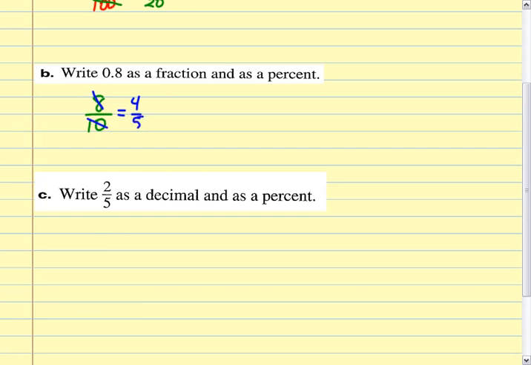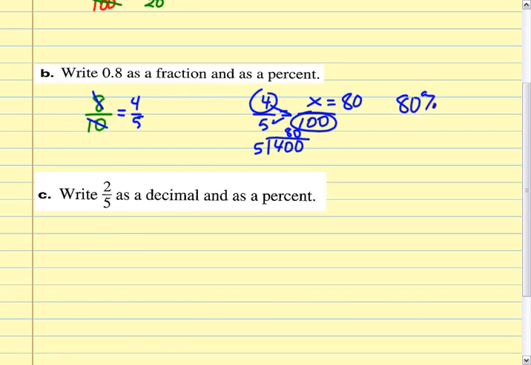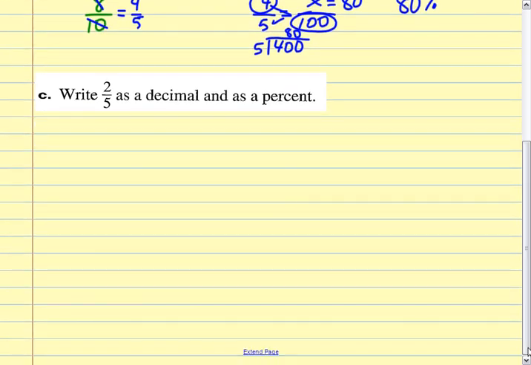Now they said write it as a percent. Well, think about this. And you guys can probably do this in your head, but I'm just going to show you what's happening here. We want 4/5 to be a fraction with 100 in the denominator, right? We want it to be percent. So we just cross multiply. 4 times 100, that's 400. And we divide by 5. And when I divide by 5, I get 80. So it's 80 over 100, or 80%. I just change it to a fraction with 100 on the bottom. Easy. Piece of cake.